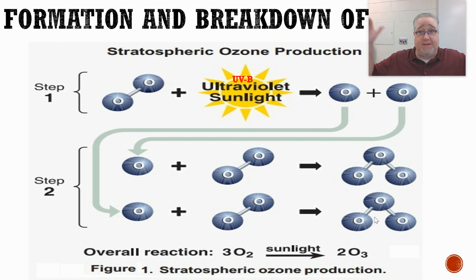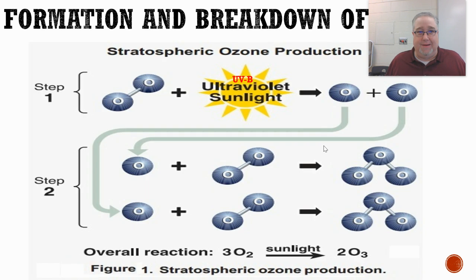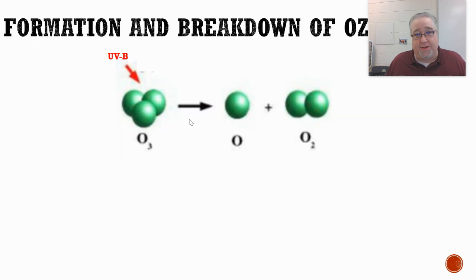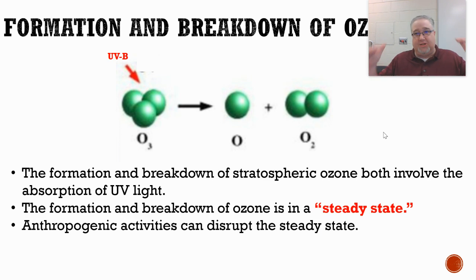And this happens all the time in the stratosphere. All this ozone is building up and building up and building up. However, the ozone can also break down. Anytime you have an ozone molecule, it also can react with ultraviolet radiation, and it can break apart into an oxygen ion and an oxygen molecule. So this is showing us the buildup of ozone, and this is showing us the breakdown of ozone. And in most cases, these two processes balance each other.